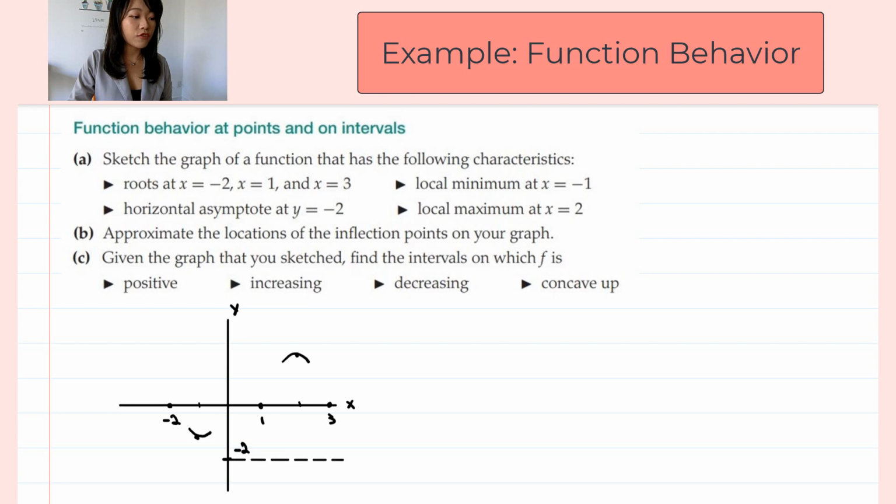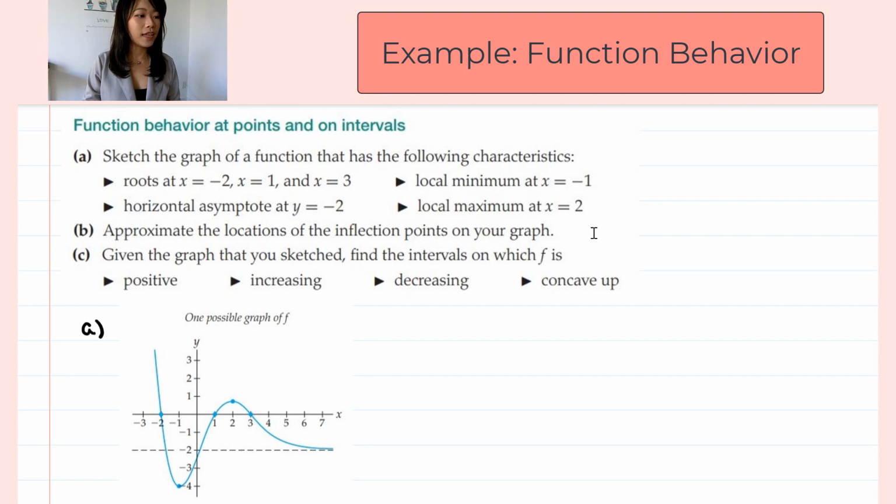Now let's connect the points and draw a function. I want my function to pass through the root. Then it has a local minimum at x equals -1, and the next root is at x equals 1. And it has a local maximum at x equals 2, then the next root is at x equals 3. And I have a horizontal asymptote at y equals -2. That means as I increase x, my function will get closer and closer to this horizontal line. I'll copy the graph from the textbook, since the sketch in the textbook is much better than mine.